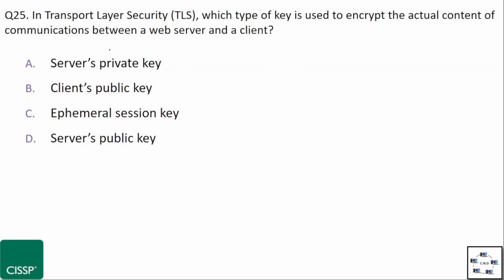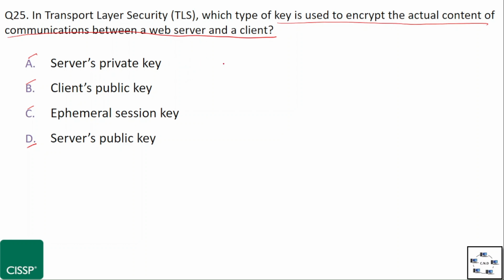Question number 25. In Transport Layer Security, that is TLS, which type of key is used to encrypt the actual content of communication between a web server and a client? And the options are option A, server's private key, option B, client's public key, option C, ephemeral session key, and option D, server's public key.